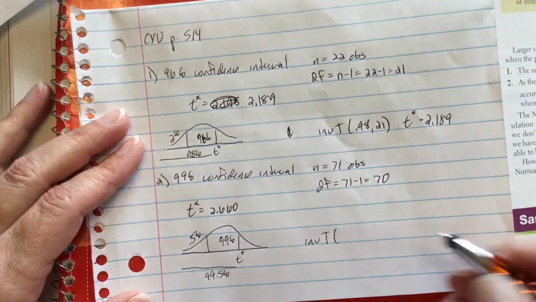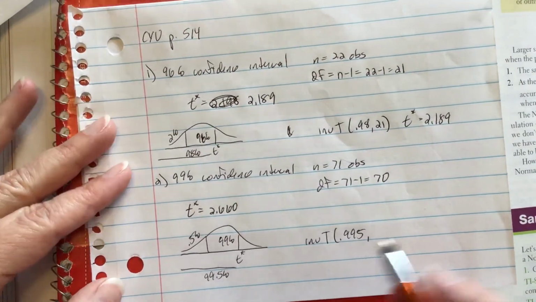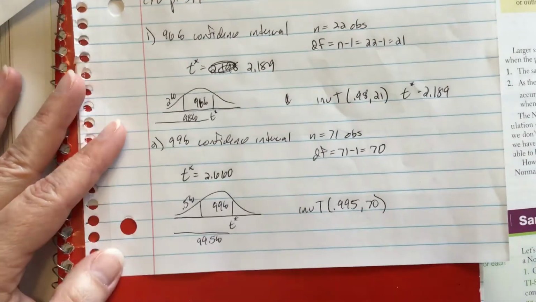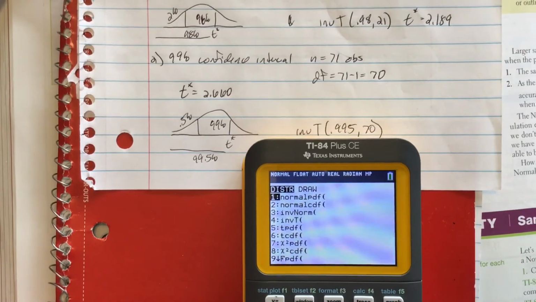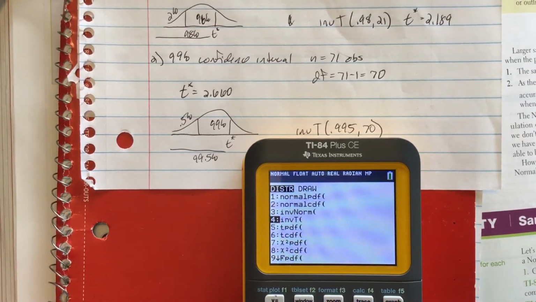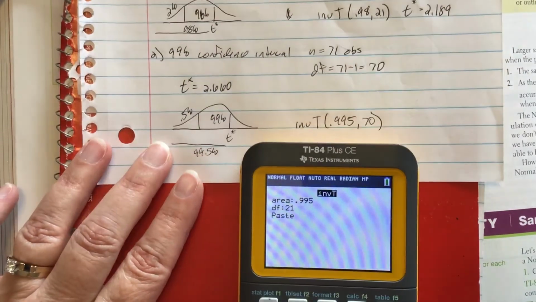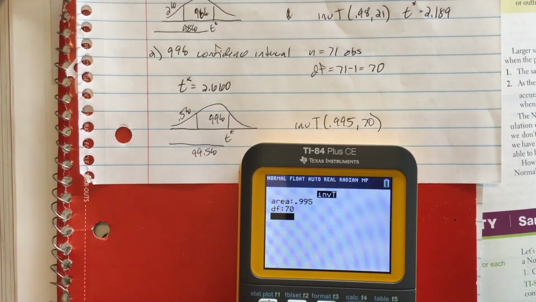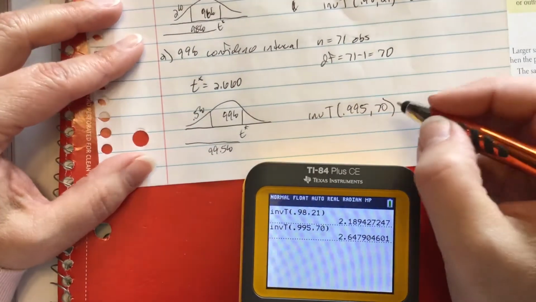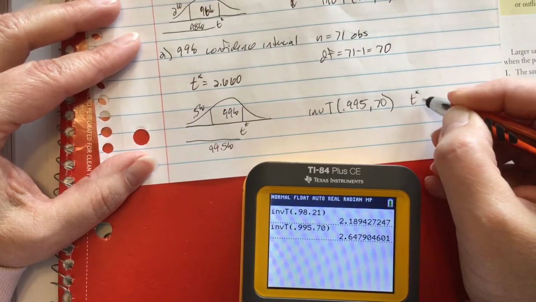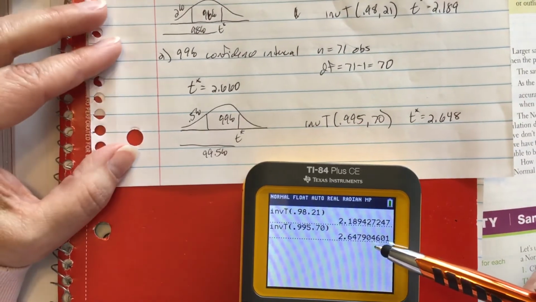So in my calculator, I'll do inverse T of 99.5% with a degree of freedom of 70. And let's see what I get. Second vars, inverse T, 0.995, my degree of freedom of 70. And I get a much more accurate T. This will give me a much more accurate critical T of 2.648. Again, always rounded to 3 decimal places.